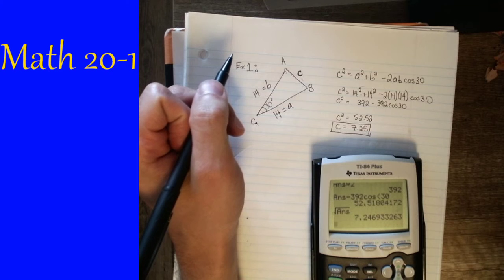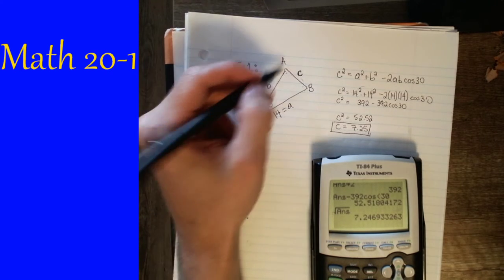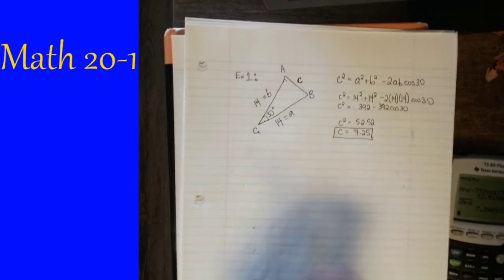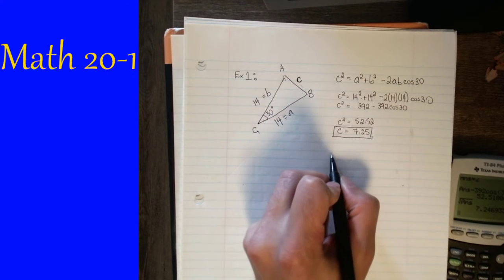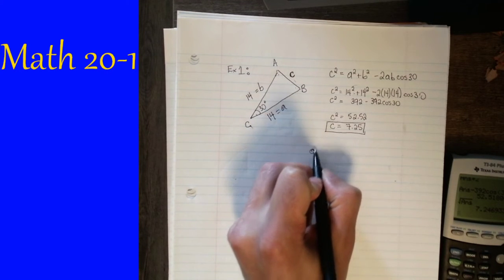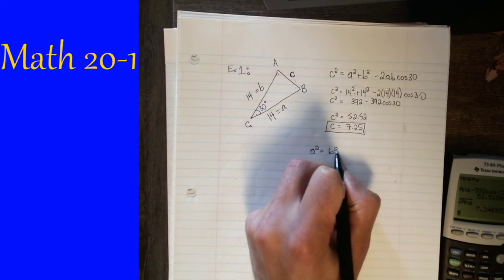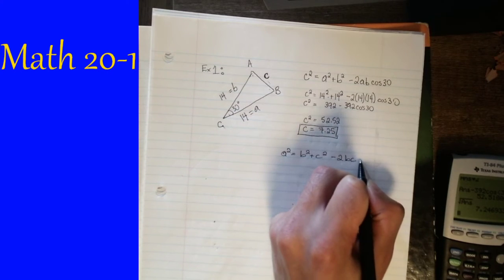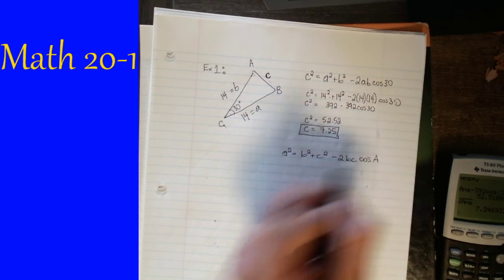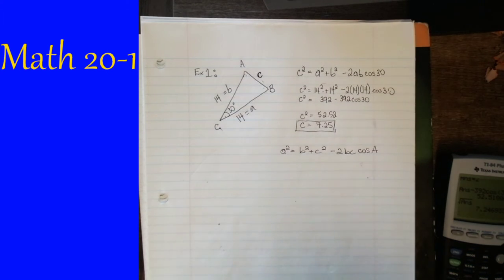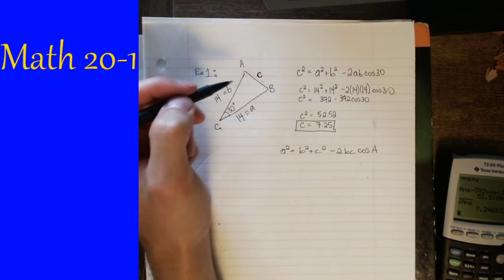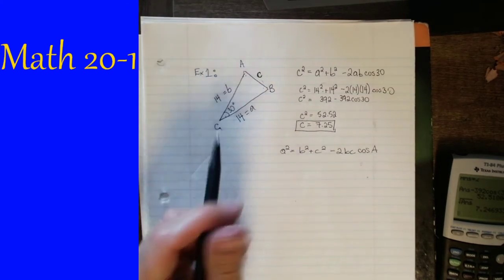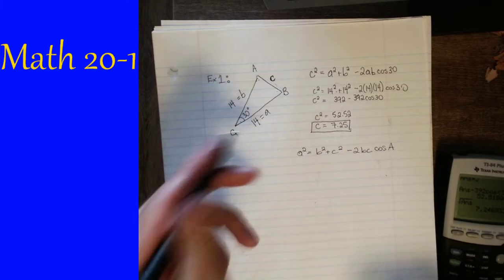And now let's take a look at maybe solving for angle A using the cosine law. So if I want to solve for angle A, I'm going to have to use this formula. That's how I would solve for angle A using the cosine law. So let's plug everything in and solve for angle A.